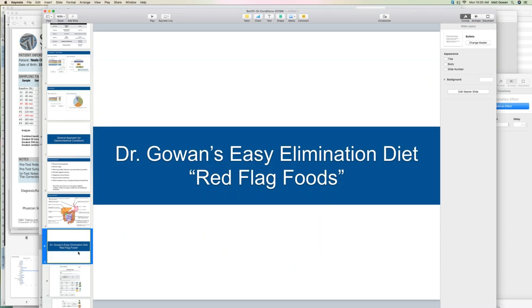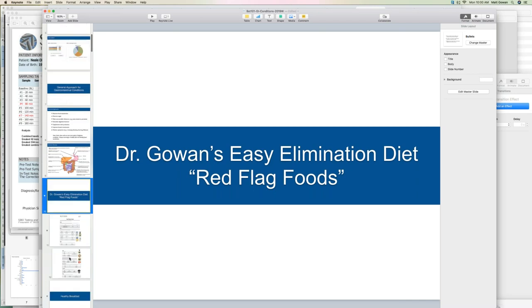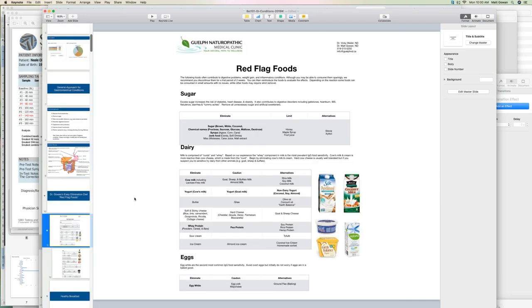Now, I just added these for you guys this year. Here's a handout that I give my patients. Almost every single person on the first visit, not everyone, gets what we call the red flag foods. And this is something my wife has developed over the years.